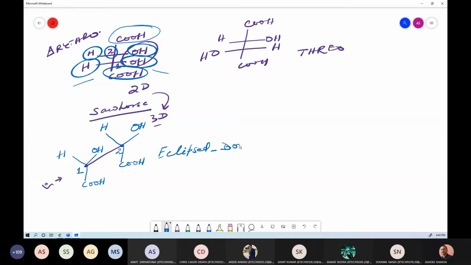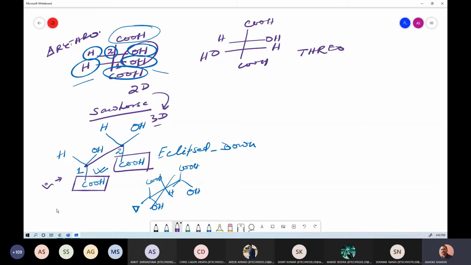In other words, I am using down. Why? Because we can draw eclipsed something like this also. This is also eclipsed, but this is eclipsed up. So when we need to convert 2D to 3D, especially in the Sawhorse projection formula, what we need to take care of is important and crucial: we need to draw the eclipsed form in the down form only, not the up form. So we should not draw a structure like this. We should draw only the down. Here you see that it is eclipsed, but both groups, this one and this one, are down. These are the things we need to take care of when we are transforming the 2D structure into a 3D structure.